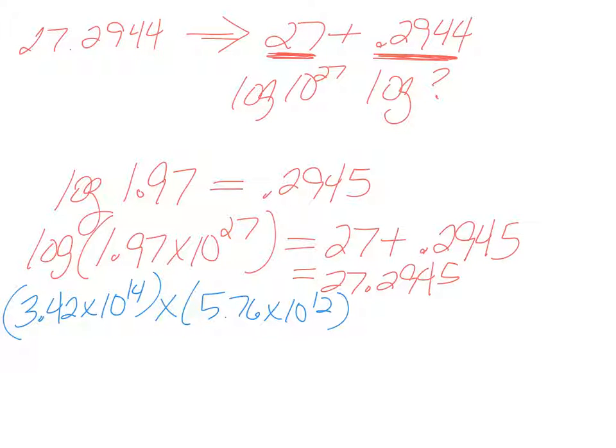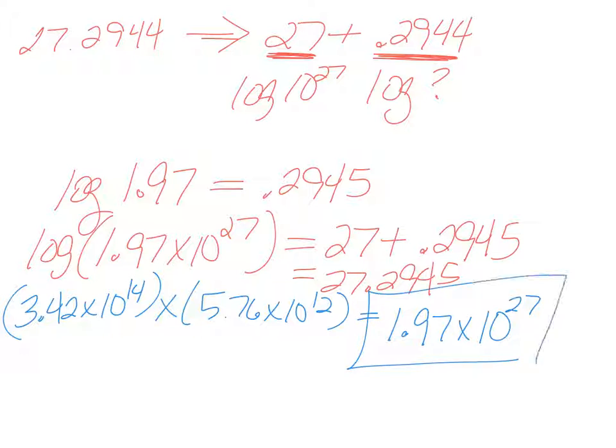We just said that it is approximately 1.97 times 10 to the 27th. Final answer. Okay, so with a logarithm table, it actually is easier to calculate large numbers, believe it or not. I lied. I have one more. What about dividing large numbers?